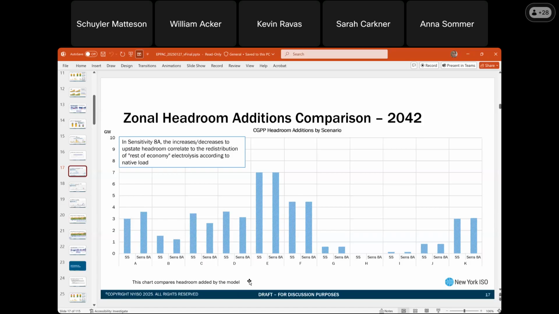So I guess what I'm trying to make sure of is, when you place the electrolysis in a zone, you're increasing the load in the zone, and that effect would be to increase the headroom. So if electrolysis went down in a zone, the headroom will go down. If electrolysis goes up, the headroom goes up. Is that what you're seeing in the model? Yeah, and that's directionally right. Yep. Okay, good. Thank you.